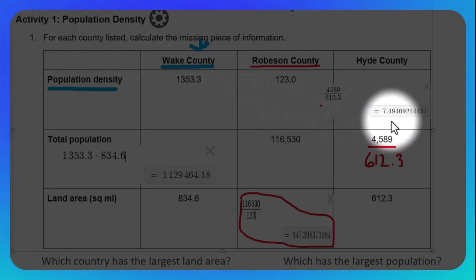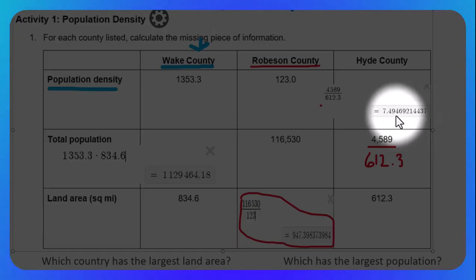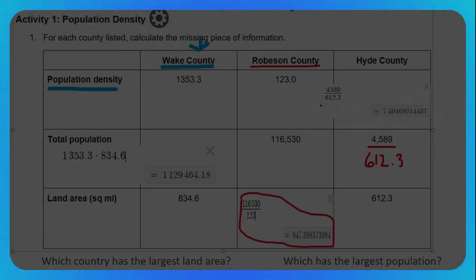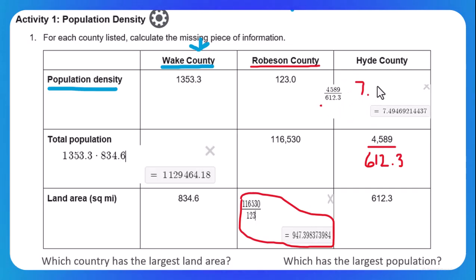Okay, I got 7.494692.14437. So we're going to round that off to the nearest tenth. Rounding it off to the nearest tenth gives me, let me get my pen again, 7.5. Because that 9 is going to turn that 4 into a 5. So 7.5 people per square mile.